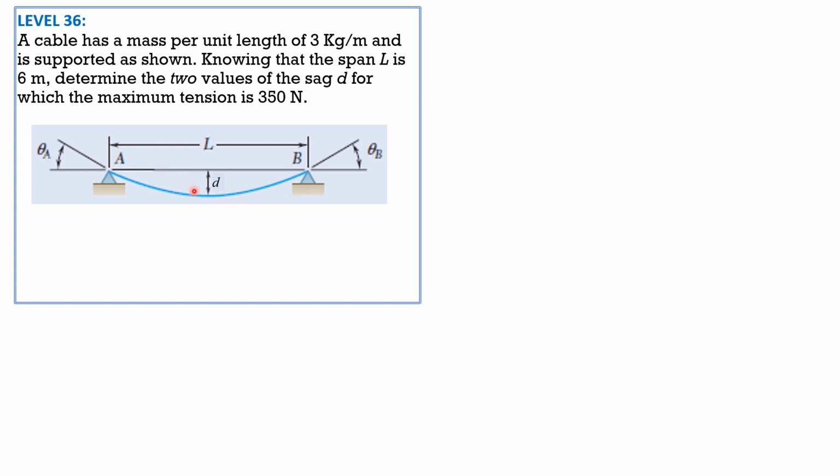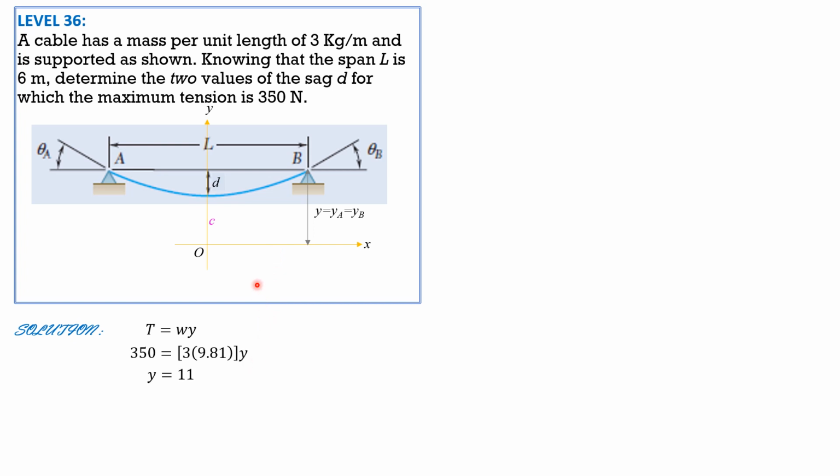And let's superimpose the X and Y axis as shown. So the distance to the lowest point from the origin is C. So the tension is W times Y, and Y is also C plus D, which is equal to YA, YB, because the two supports are on the same level. So substitute 350, and W is 3 kg per meter times 9.81 times Y, so we can solve for Y.